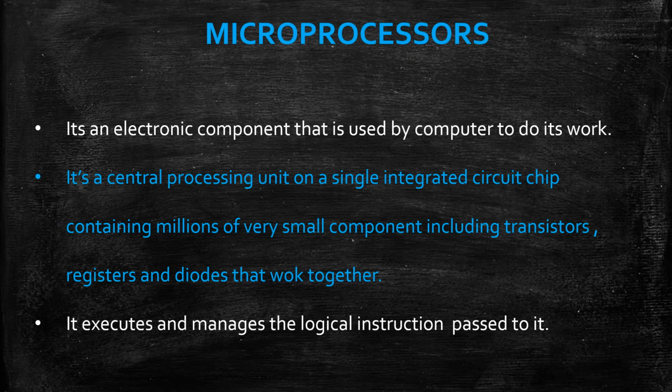We know that when we talk about the microprocessor, its main job is to execute instructions, but alone it cannot do that. So we have other components like transistors, resistors, diodes, buses, so many components, and all together work on some specific instruction, right? And they manage and execute all the logical instructions whatever we pass to it. So this is about the microprocessor.